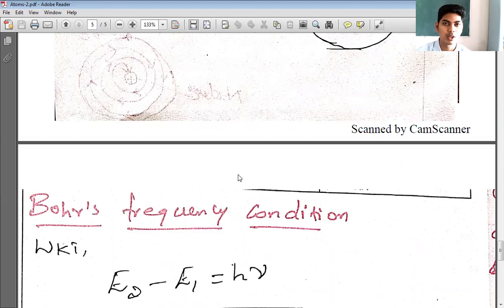Total energy, sum of kinetic and potential energies. What will be the kinetic energy? What will be the potential energy of the electron in an orbit? What is the relationship between kinetic energy and potential energy? Right? That we will study in our next class.